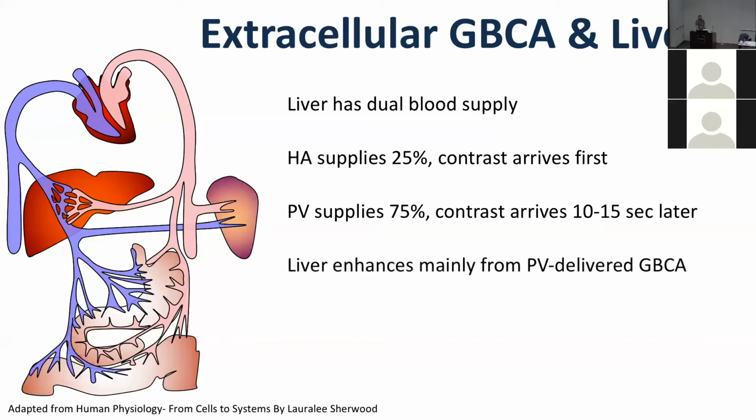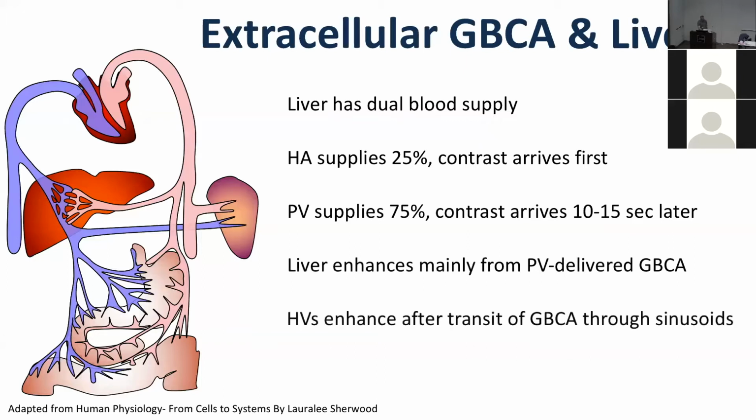Now, the liver enhancement is mainly going to be due to the portal vein because 75% of the liver is supplied by the portal vein. So put that in the back of your minds.